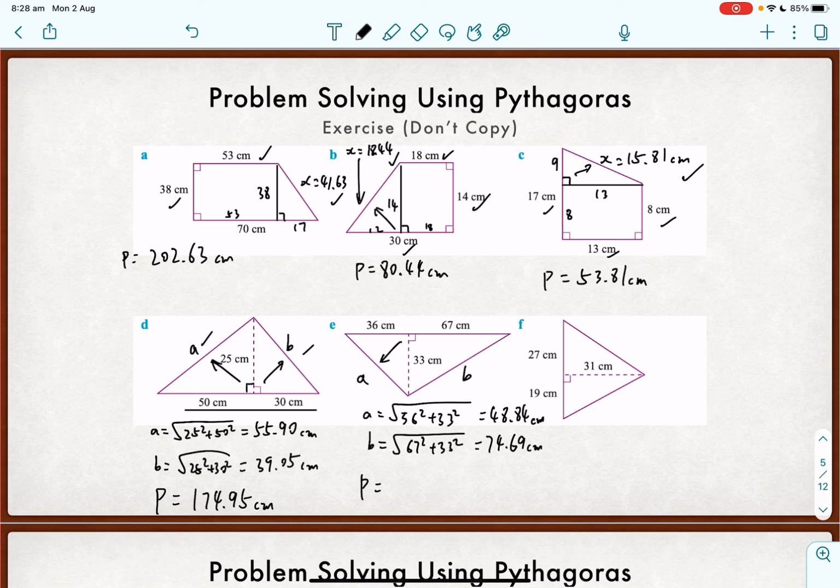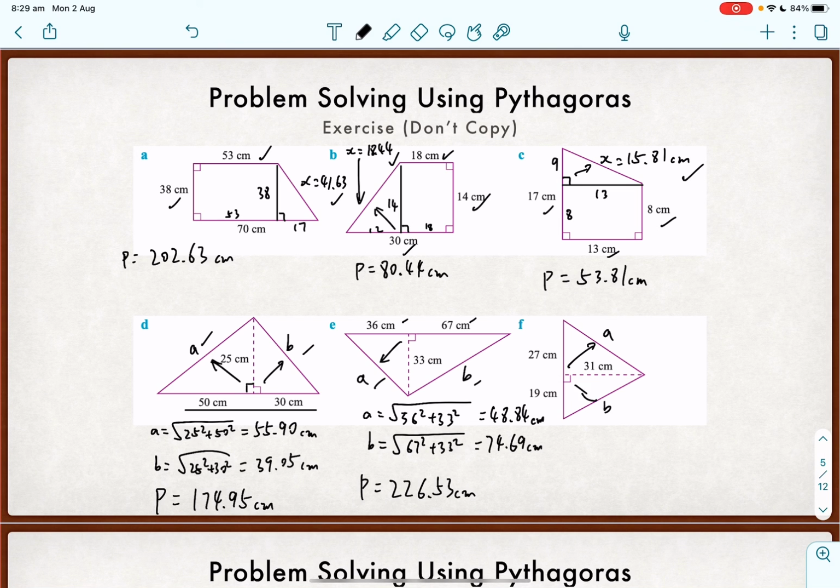48.84 plus 74.69 plus 36 plus 67. So we got this, and this, because they are the total length. So 226.53 centimeters. Okay. Well, a little bit repetitive here. That's okay. They're both the same anyway.